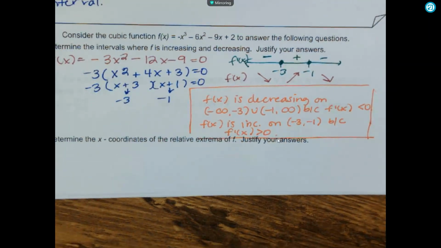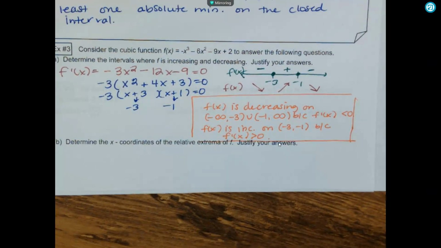All right, and can you determine the x coordinates of the relative extreme of f? You can. What are they? We have a relative max at x equals negative 1, because why? Okay, so don't forget, there are two reasons why that happens. It is because f prime changes from positive to negative, and also f prime of negative 1 equals 0. So positive, negative, and it equals 0, okay?